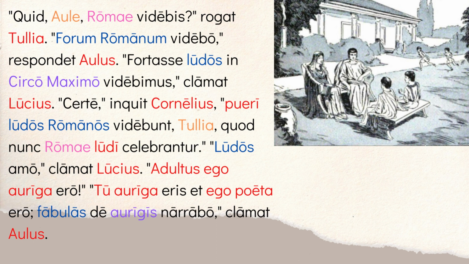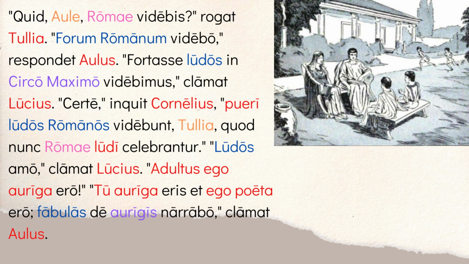So he says now the games are being celebrated, celebrantur, again passive, in Rome. So he says they will see the games because the games are being celebrated right now, right? They're ongoing. Then you have "Ludos amo," clamat Lucius. I love, rather, present tense, just active voice, amo, I love the games, the ludos, shouts Lucius, right?